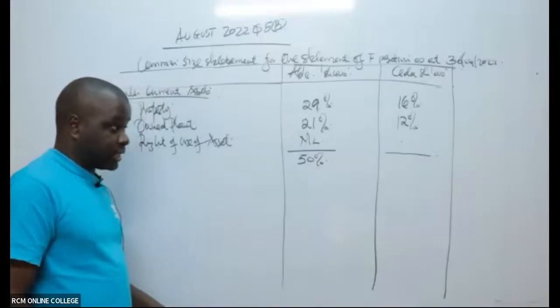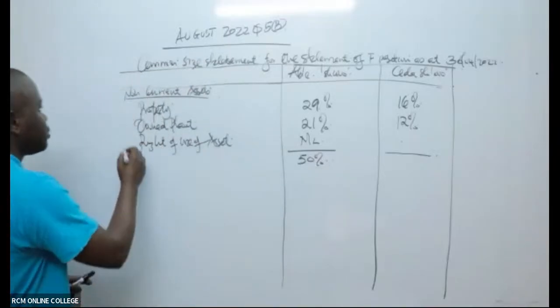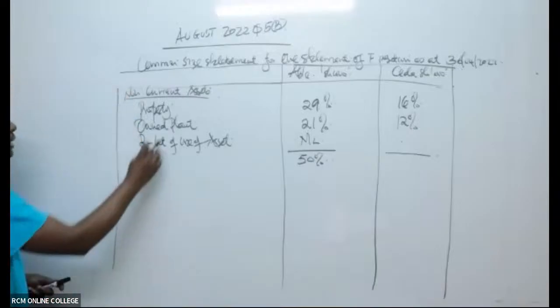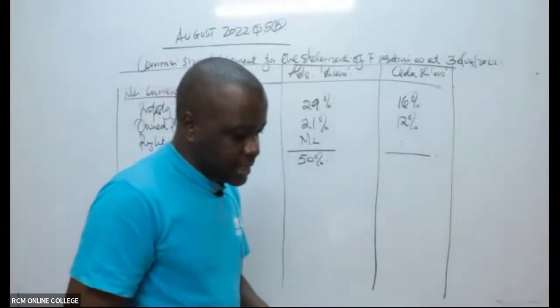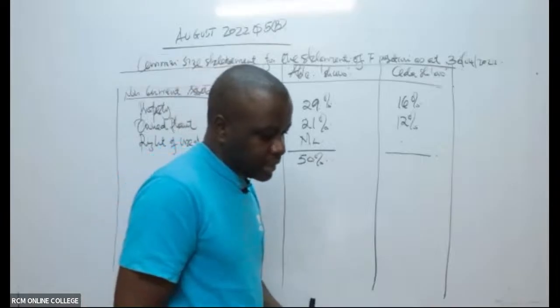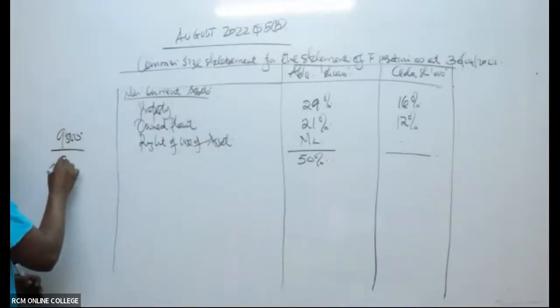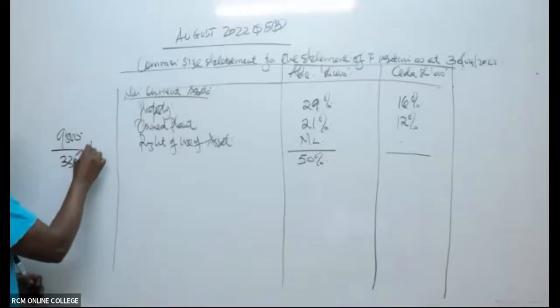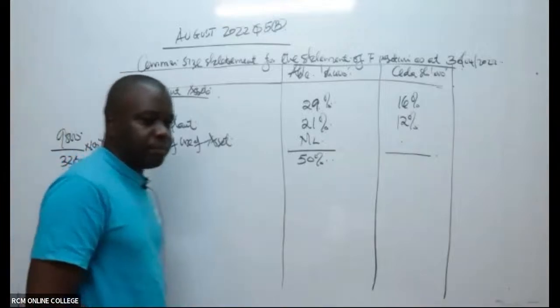I can see Gitonga is asking, what are you using as the base? You use the total assets as the base. For example, if you are converting this property, the figure for the property there is 9,800, and the total assets we've been told are 33,600. So 9,800 over 33,600, you multiply by 100%. So use the total assets figure as the base.